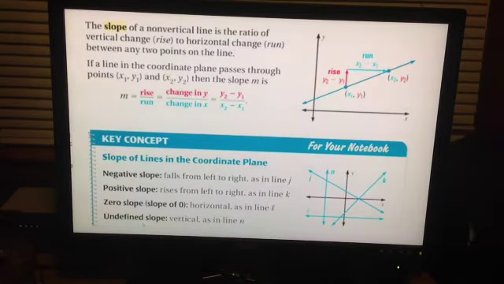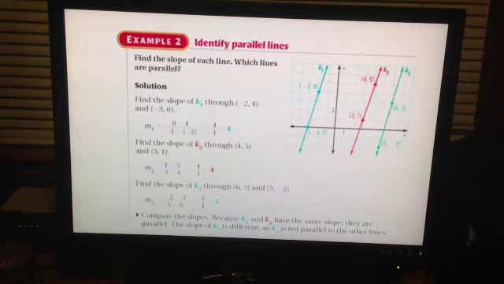Negative slope falls from left to right, as in line J. Positive slope rises from left to right, as in line K. Zero slope is a horizontal line. Undefined slope is a vertical line. The slopes of two parallel lines are always equivalent, and the slopes of perpendicular lines are opposite reciprocals.